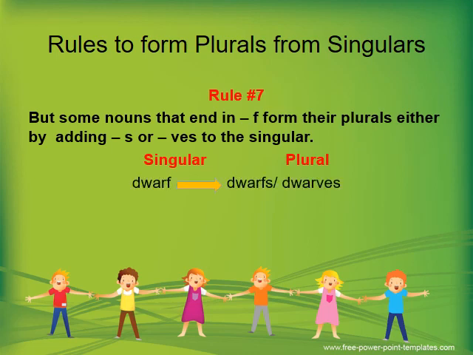Dwarf. Dwarf is a noun that ends in F, and we can form its plural in two ways. First, by adding S in the end, and then it forms dwarfs, or by adding VES in the end, and then it is called dwarves. So both ways we can form the plural form of the singular noun dwarf.